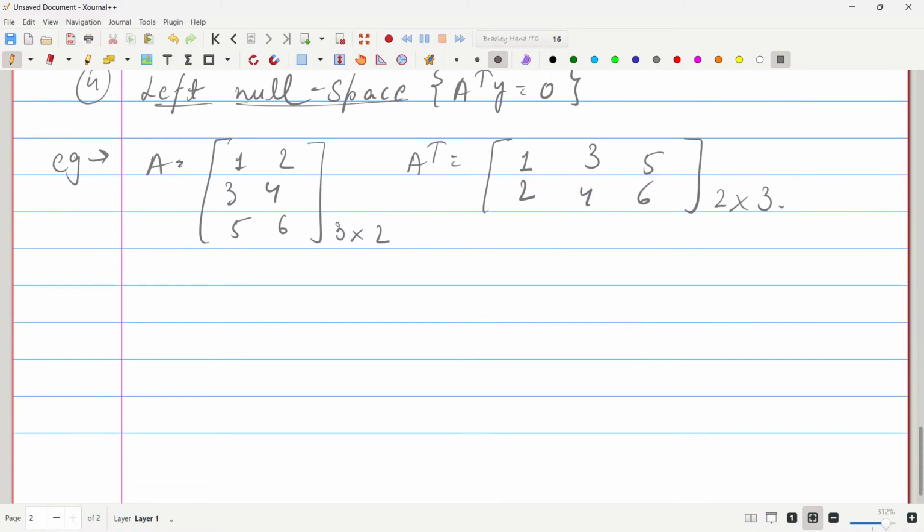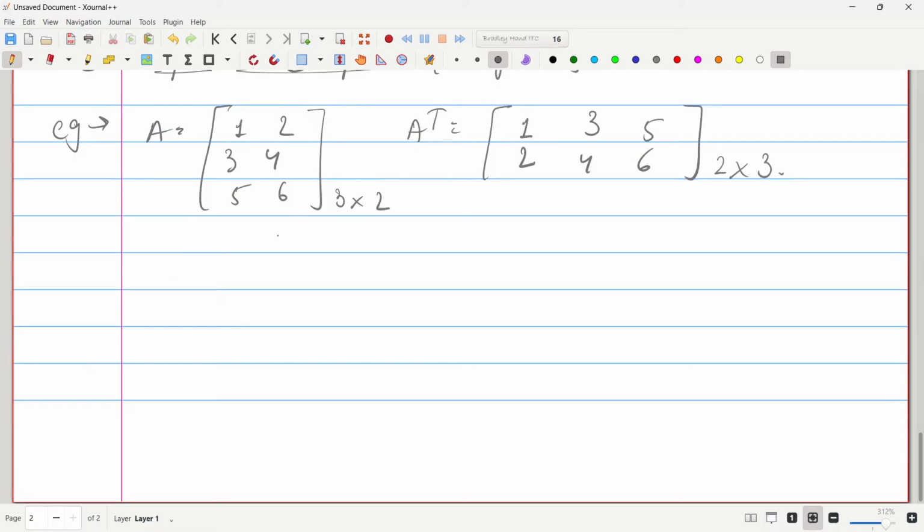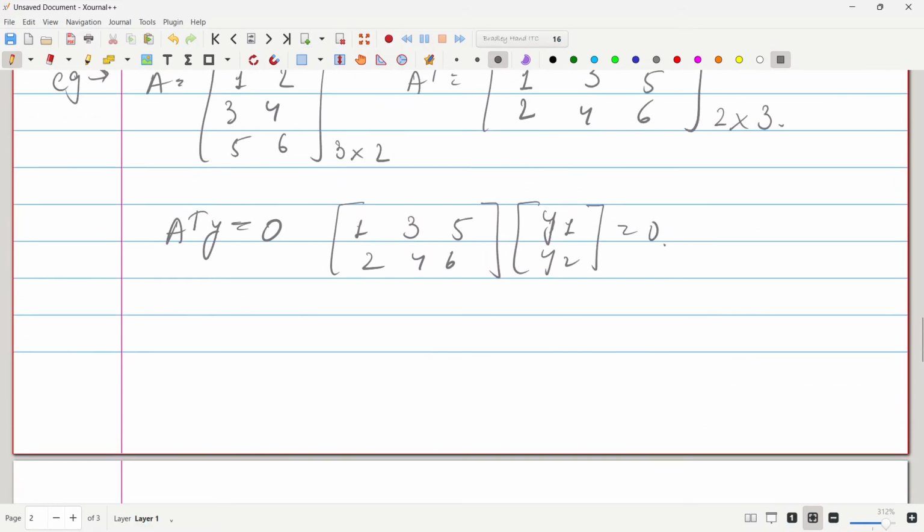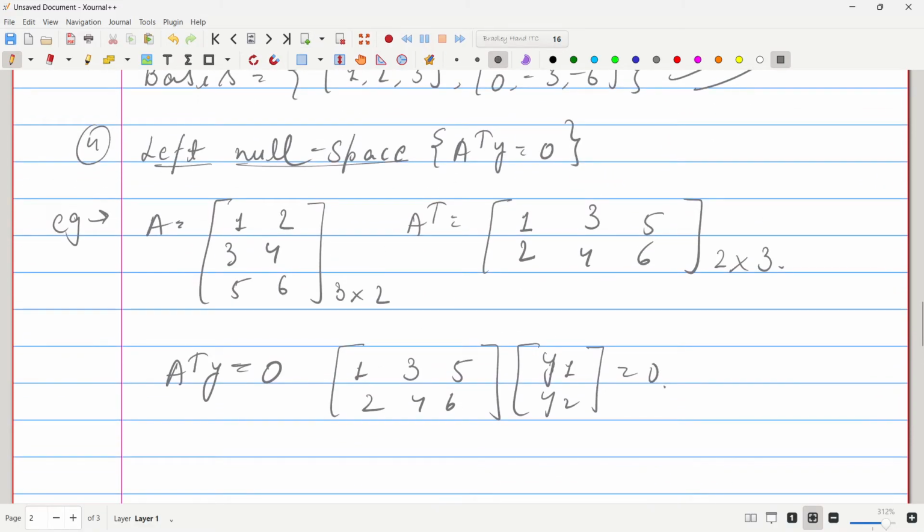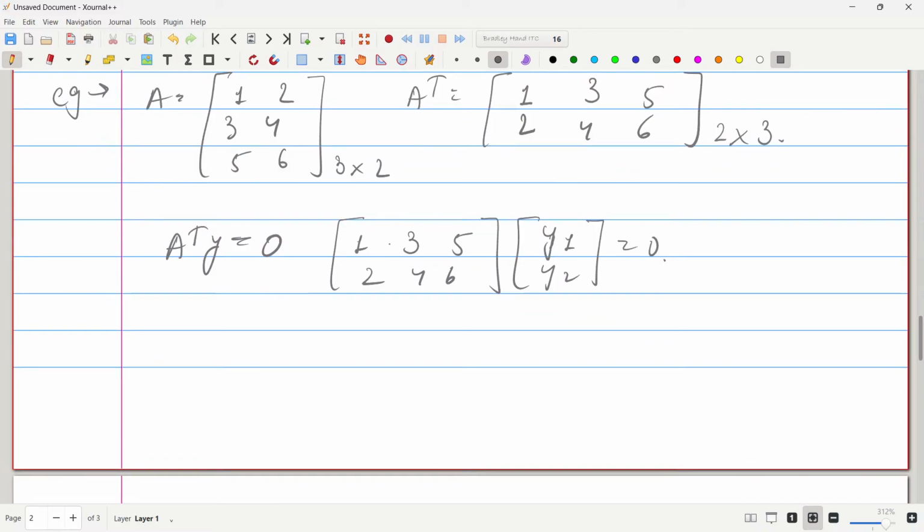Now, what was the equation of the left null space? A transpose y should be equal to 0. Now what is A transpose? A transpose is 1, 3, 5, 2, 4, 6, and then multiply it with y1, y2 is equal to 0. So this is the left null space. You will get two equations. You can perform the REF here.